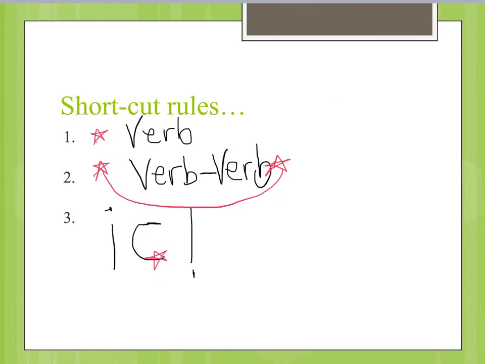Okay, so fill in the note-taking sheet, watch this more than once if you need to, and then tomorrow in class we'll work more with direct object pronouns. Hasta la vista.